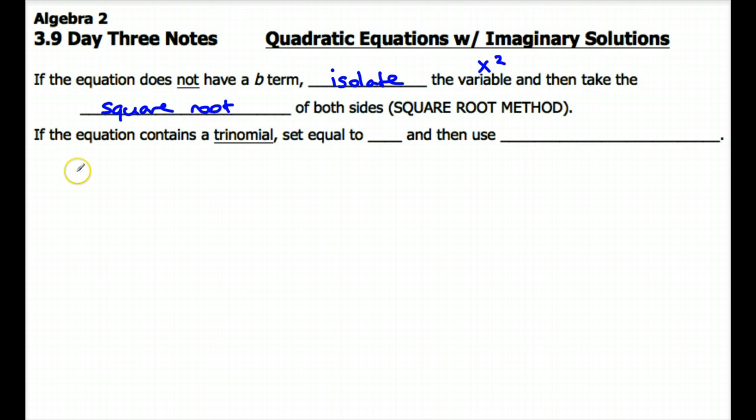And then the other kind of equations you'll see here are equations that contain trinomials. If you see a trinomial today or on your assignment over this section, you're going to set it equal to 0, and you're going to use the quadratic formula. I've set up all of your equations today so that they are not factorable. So just to give you a hint, if it's a trinomial, you won't be able to factor it. The only thing you can do is use the quadratic formula.